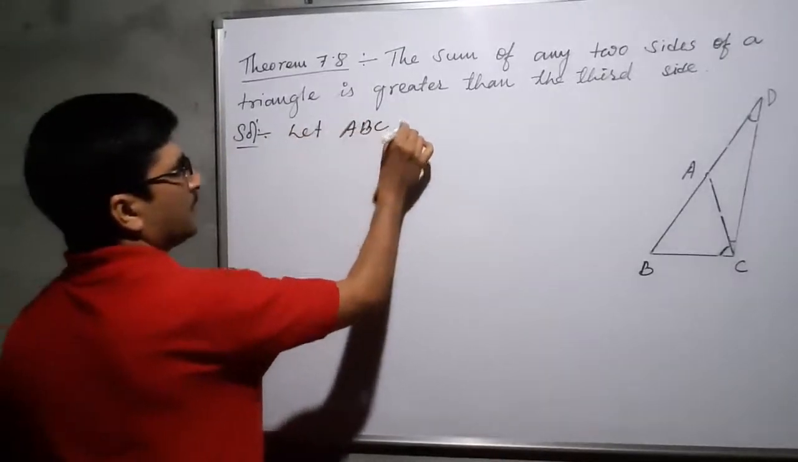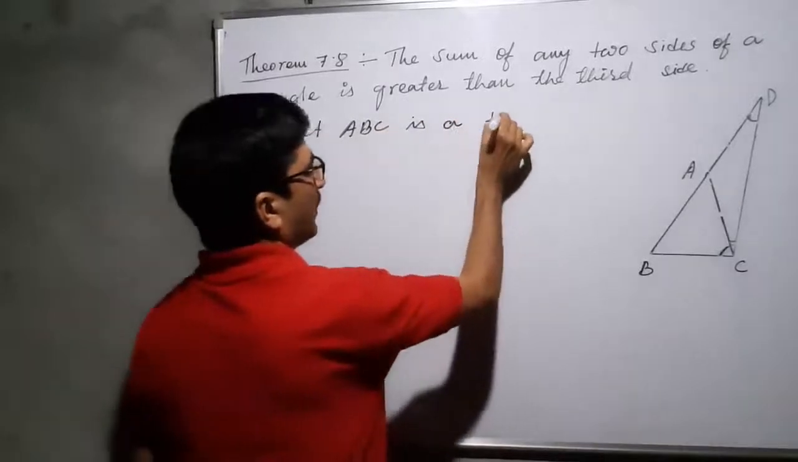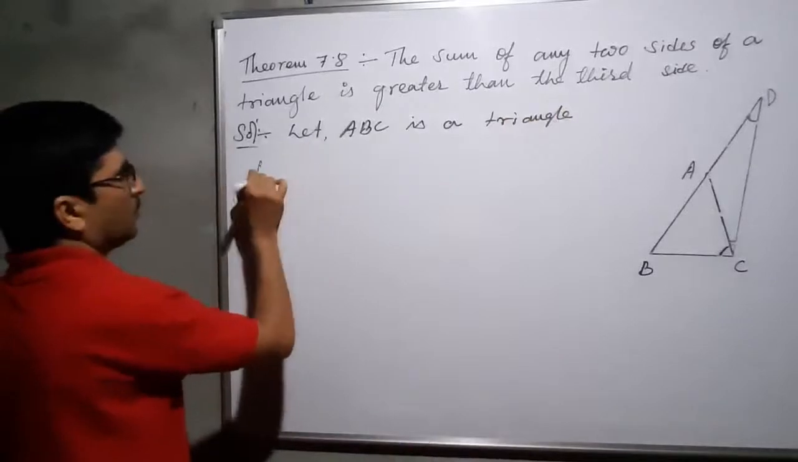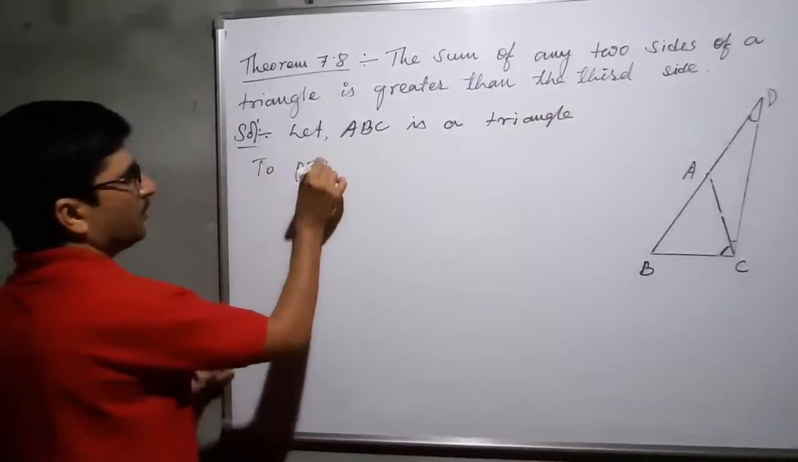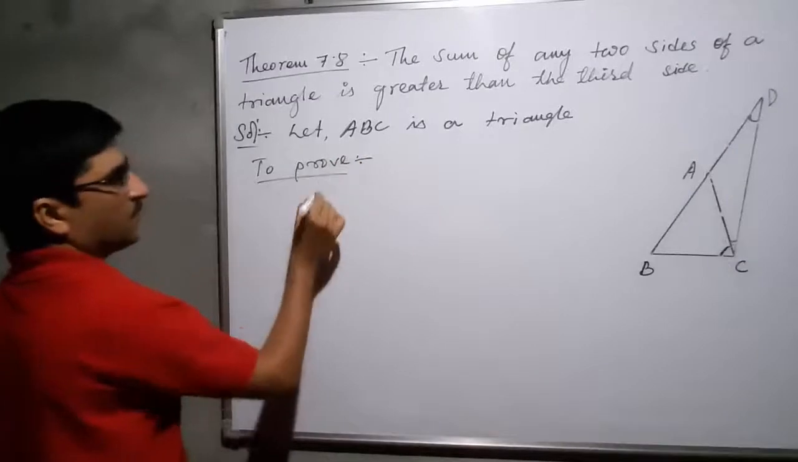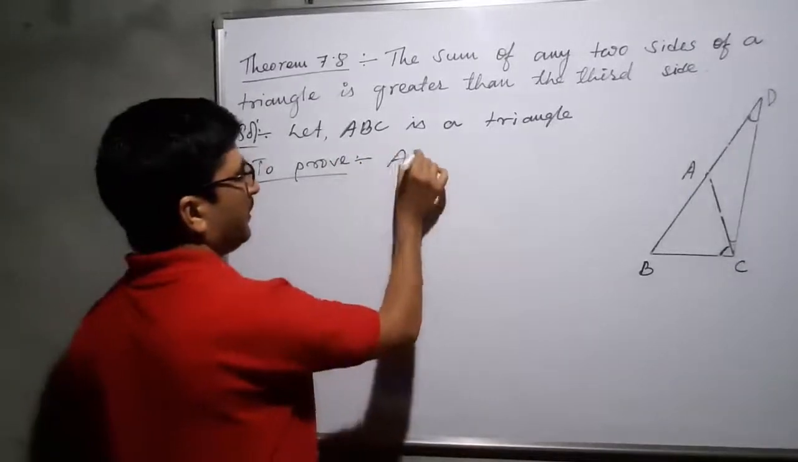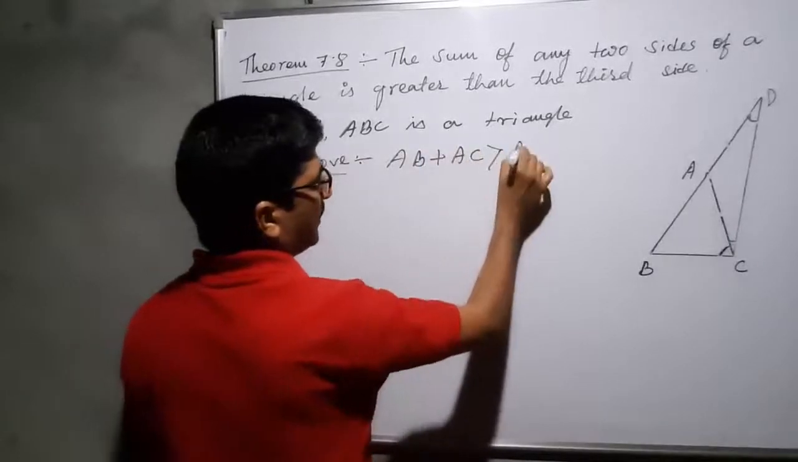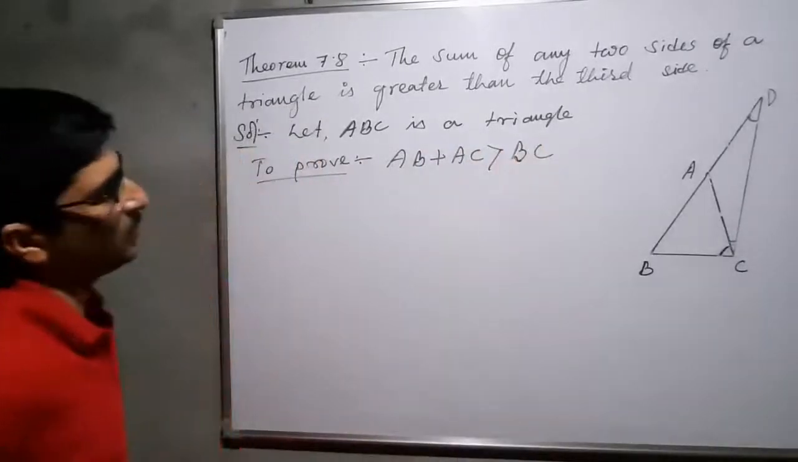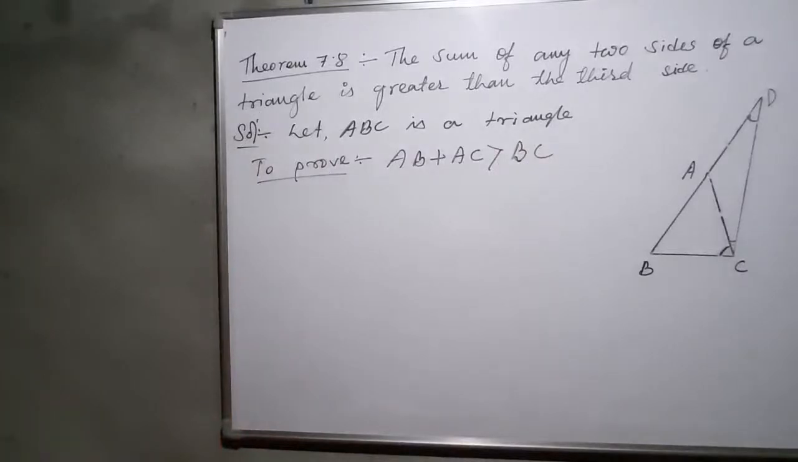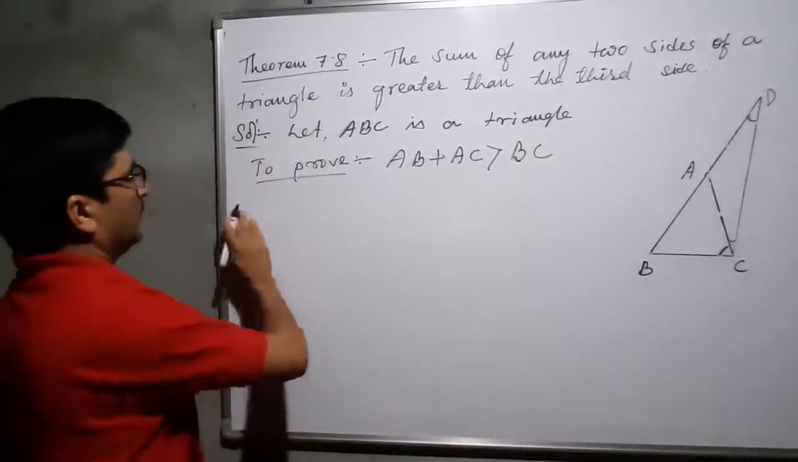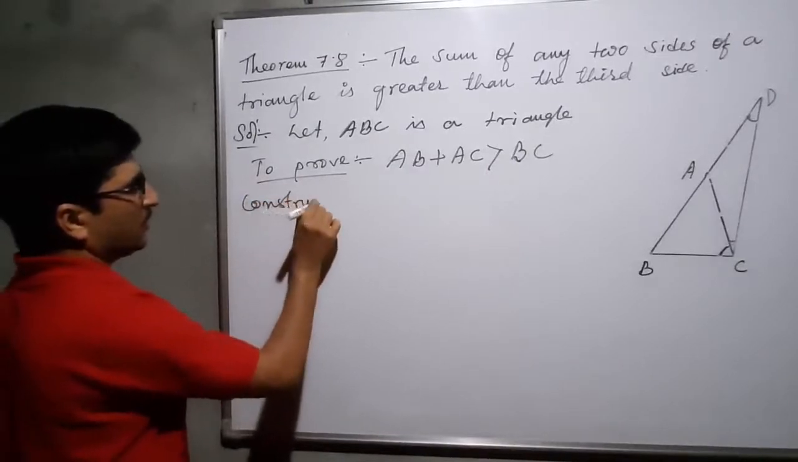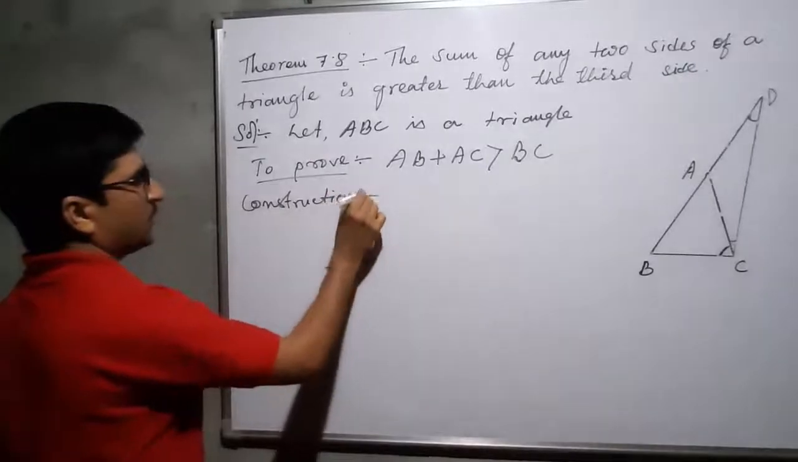ABC is a triangle. I am going to prove AB plus AC is greater than BC. The sum of the two sides is greater than the third side. Now, we have constructed something here for our use, so you must mention the construction here.